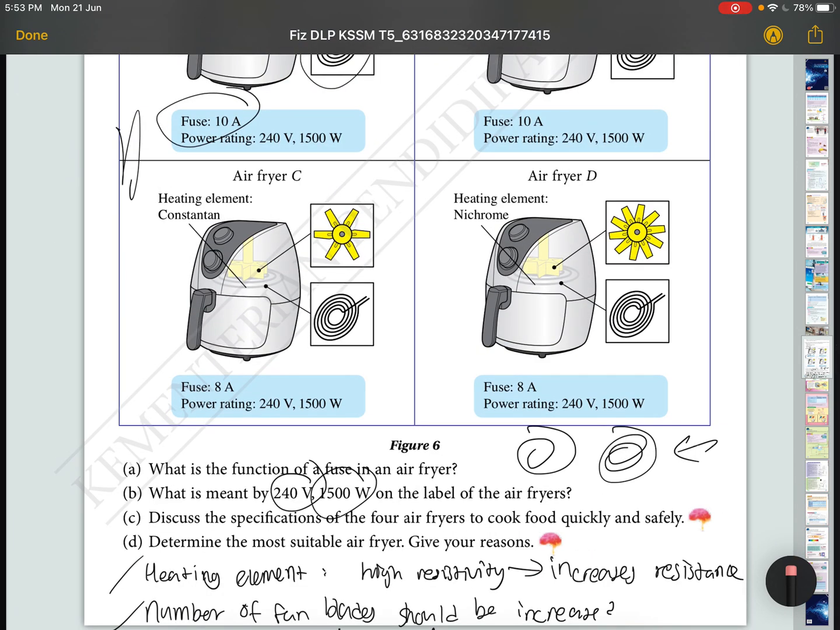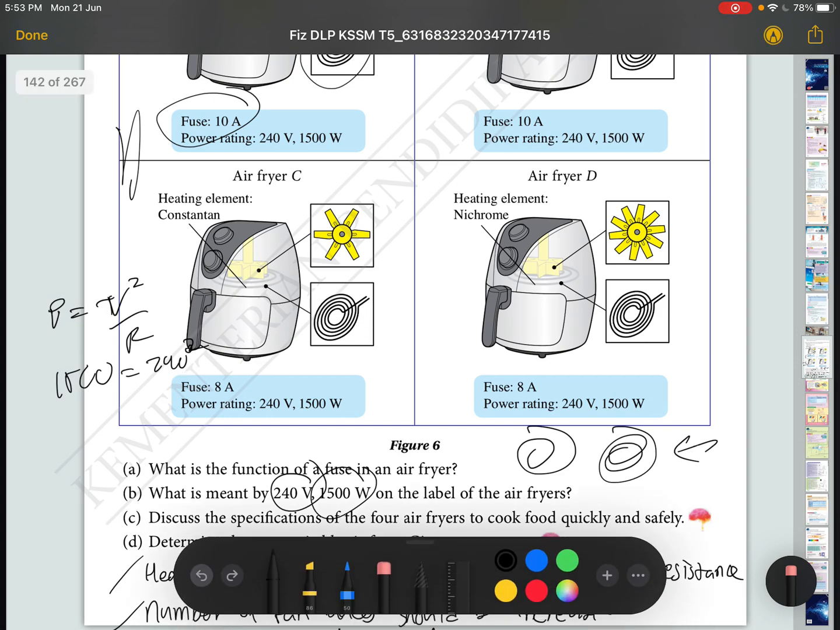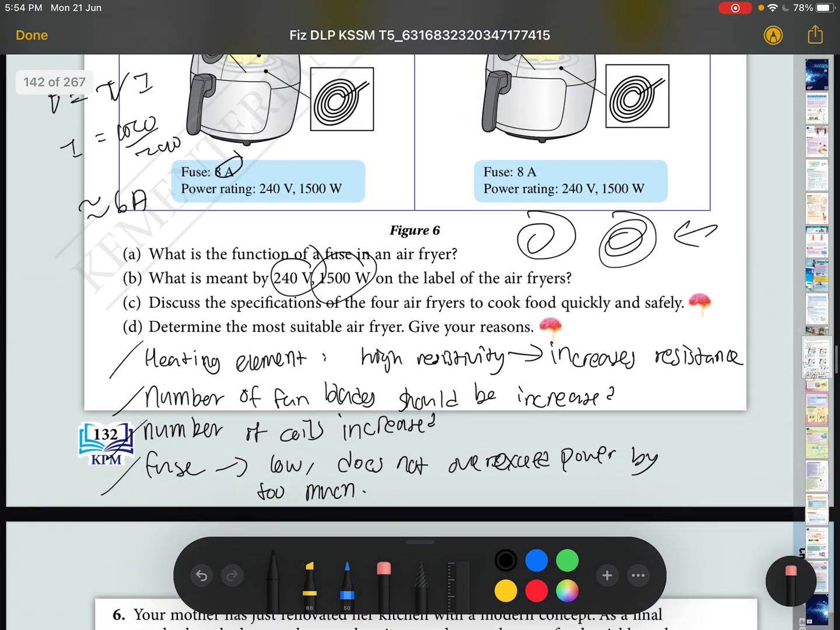So you have to use a formula. P equals V squared over R. So you know that P is 1500, and then equals to 240 squared over R. I'm using the wrong one. It's supposed to be current. So just use it again. P equals VI. So I equals to this, which is roughly around 6 ampere if I remember correctly. So 8 ampere is lower than 10 ampere, but it's still higher than 6. So you want to use the 8 ampere one.